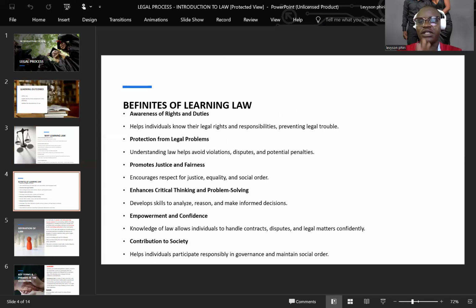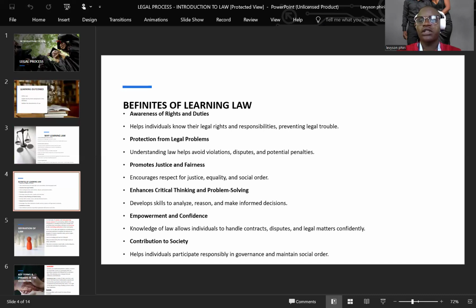What are the benefits when you study law? What are you going to get in return? As a student or as a legal practitioner, or just a normal citizen, by understanding what law is, what are you able to gain?